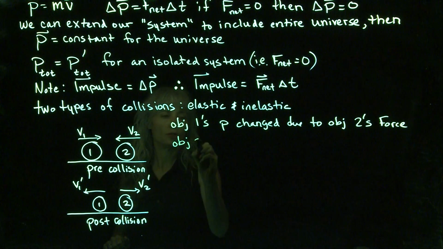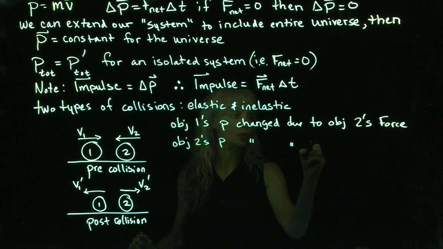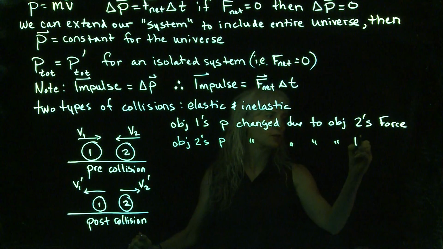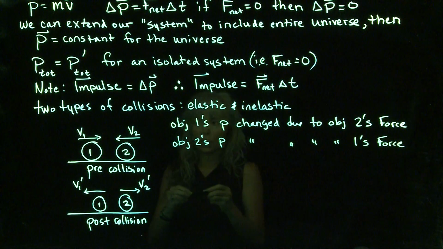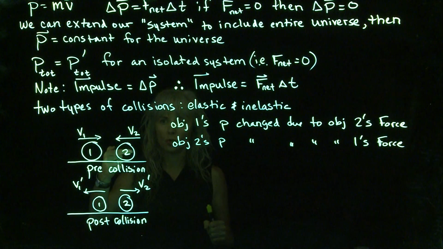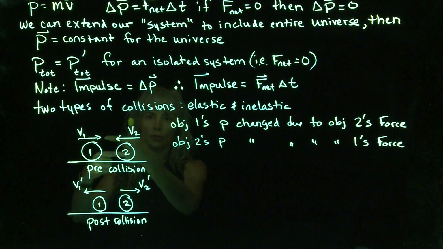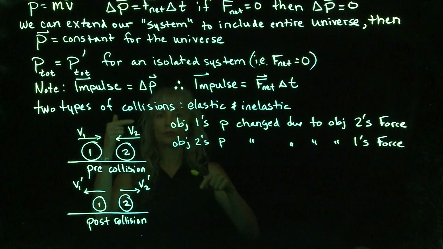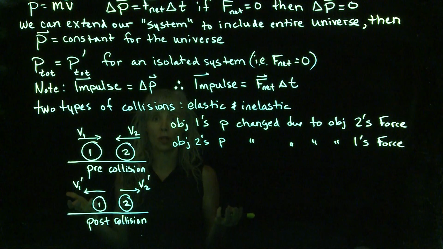Object 2's momentum changed due to object 1's force. So note that object 1 exerted a force on object 2. Simultaneously, object 2 exerted a force on object 1. So 1 exerts a force on 2, 2 exerts a force on 1. That makes up a Newton's third law pair.